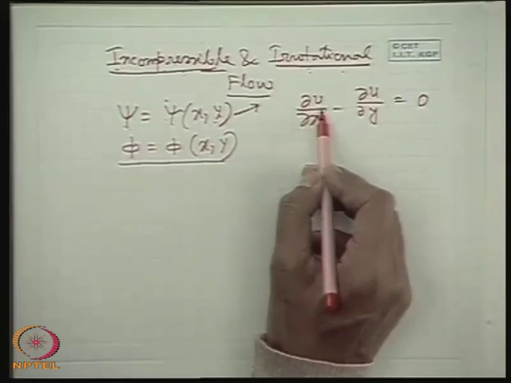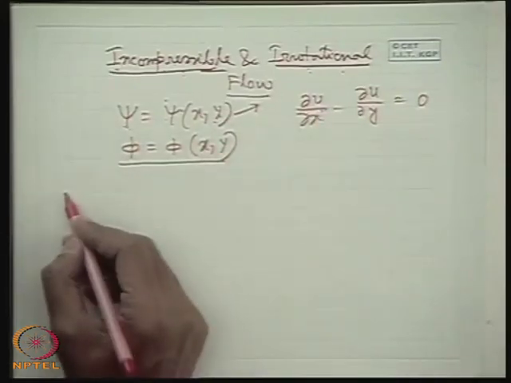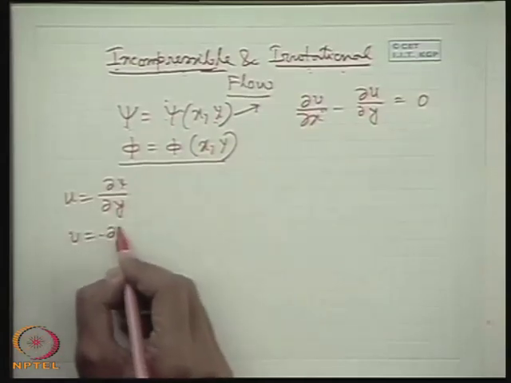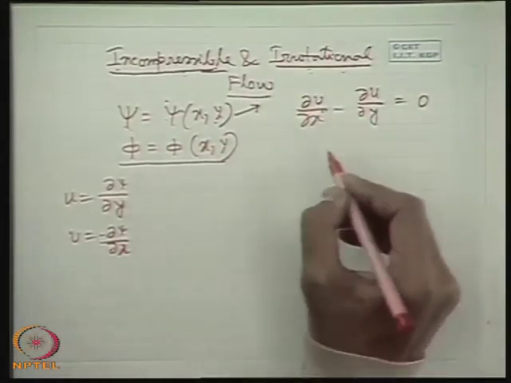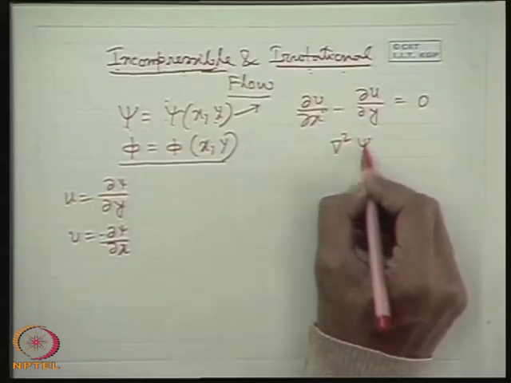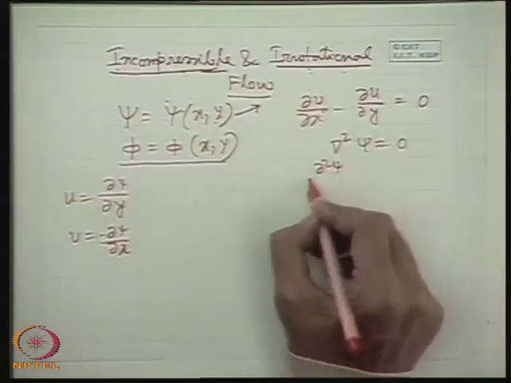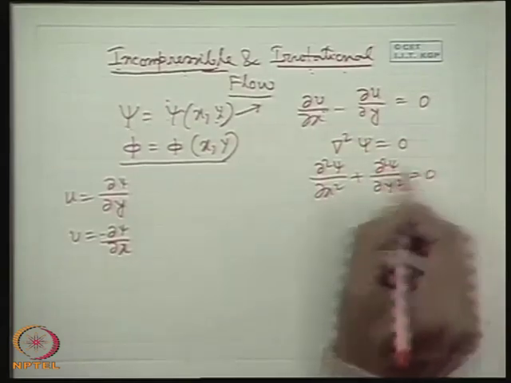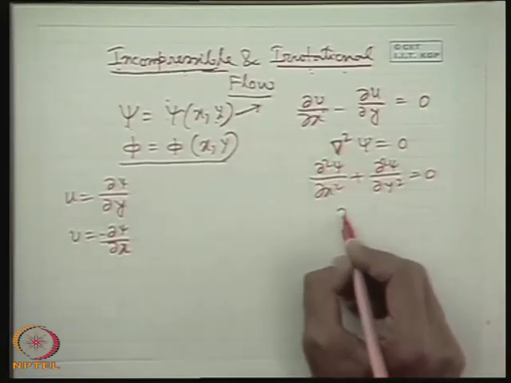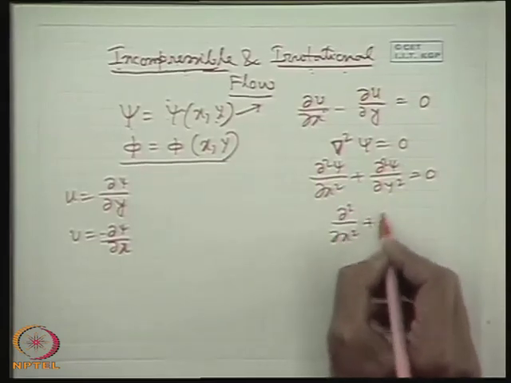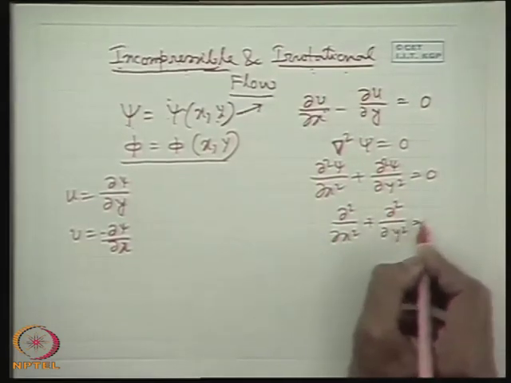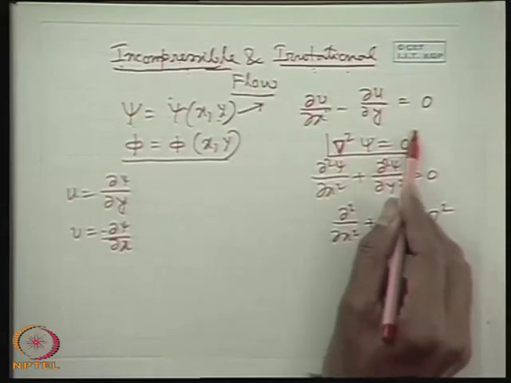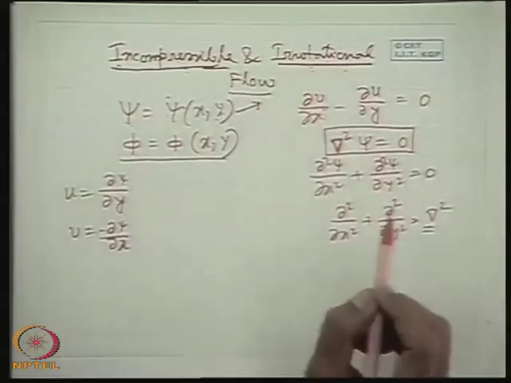So if we substitute this psi, you recall that u is equal to del psi del y and v is equal to minus del psi del x. If you substitute this, you get del square psi is equal to 0. That means del square psi del x square plus del square psi del y square is 0. This operator in the two-dimensional case, del square, is known as the Laplacian, a vector operator. Laplacian psi is 0. So psi satisfies the Laplace equation in case of an irrotational flow.